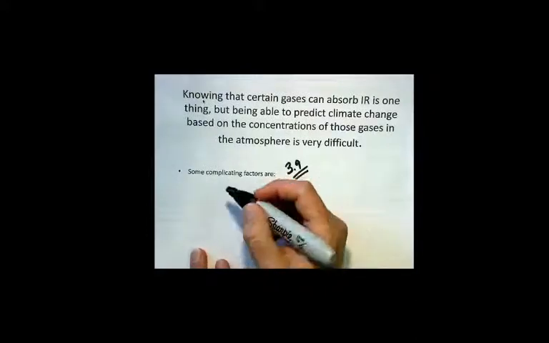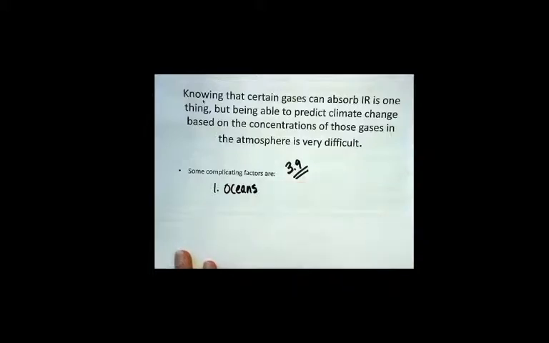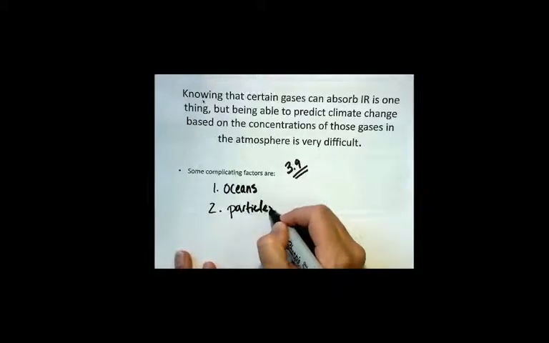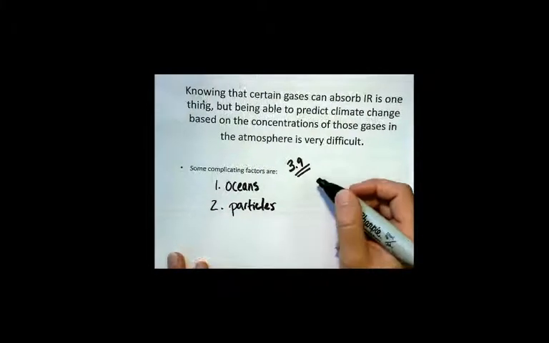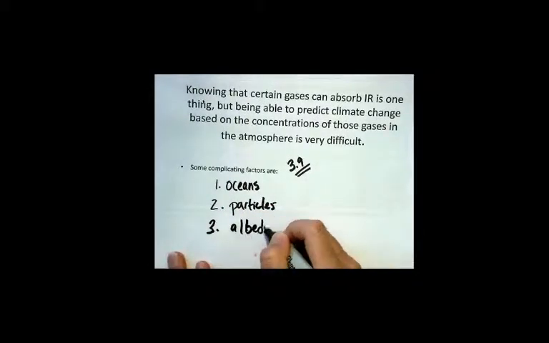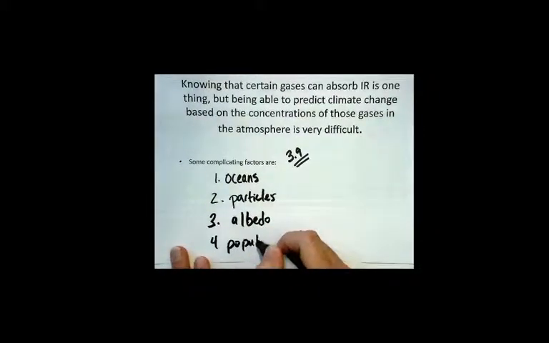And so it's actually a very complex system, and you'll find that there are factors surrounding the oceans. You should have several reasons why the oceans complicate things. You should have several reasons why particles in the atmosphere complicate things. And when I say particles, I mean particulate matter, such as smoke, haze, aerosols, soot. You should know how those complicate the models. Something called albedo. You should know what that means and how that complicates the models. And then population growth. Altogether, you should be able to find this information in your textbook.